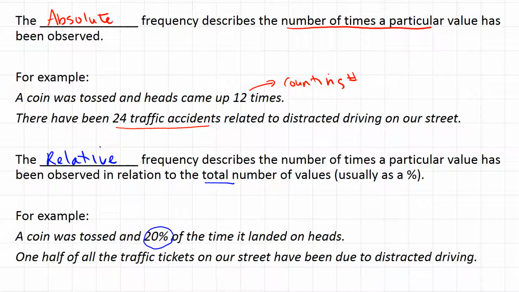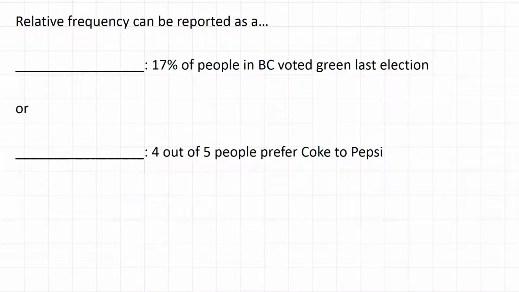Another way to compare is in the second example, 1/2 of all traffic accident tickets on our street have been due to distracted driving. So 1/2 means we're comparing the distracted driving tickets to all of the tickets. So we're comparing how many we measure to the total. So relative frequency can be reported as a percentage or as a fraction. So for example, 17% of people in BC voted green last election.